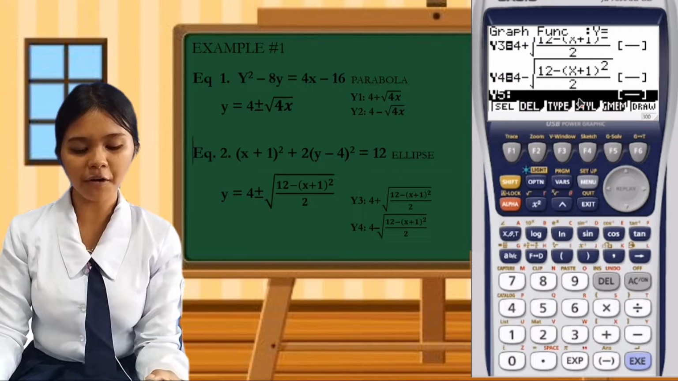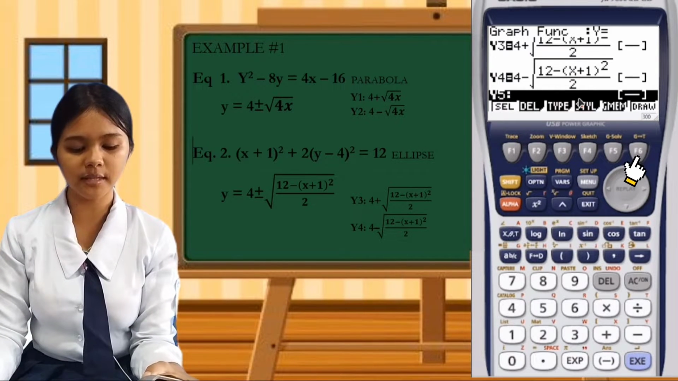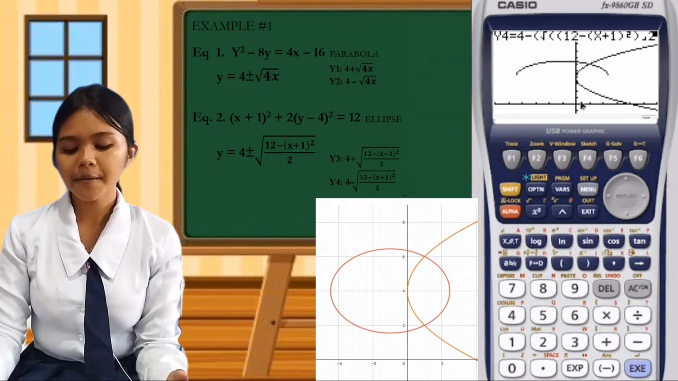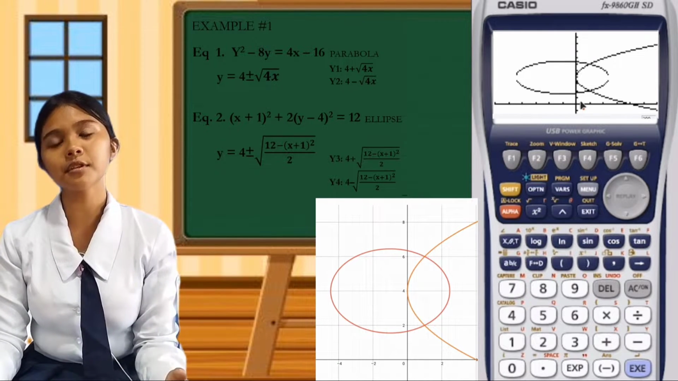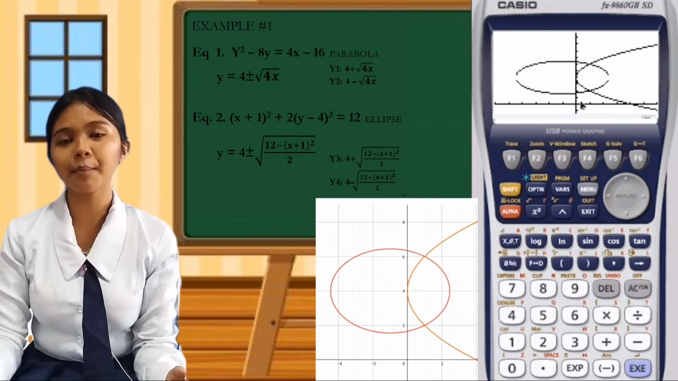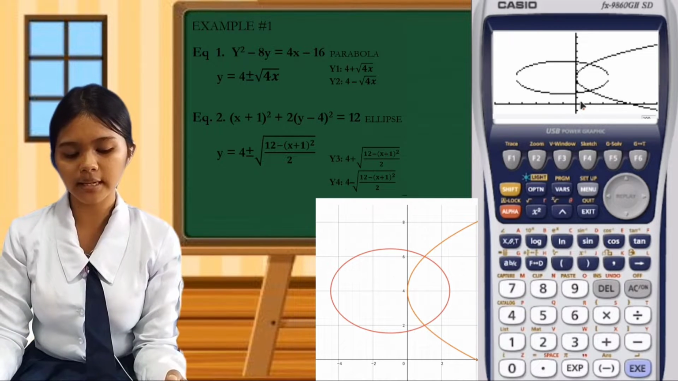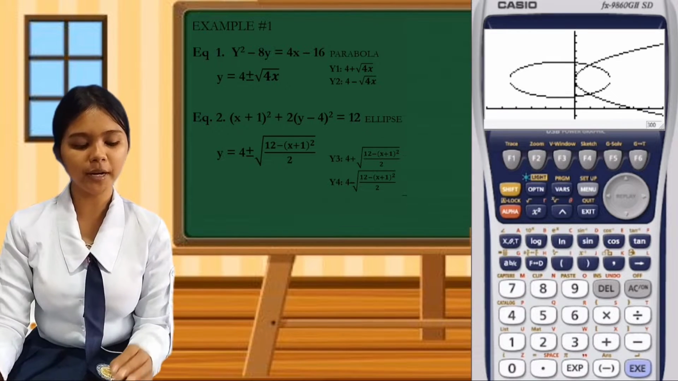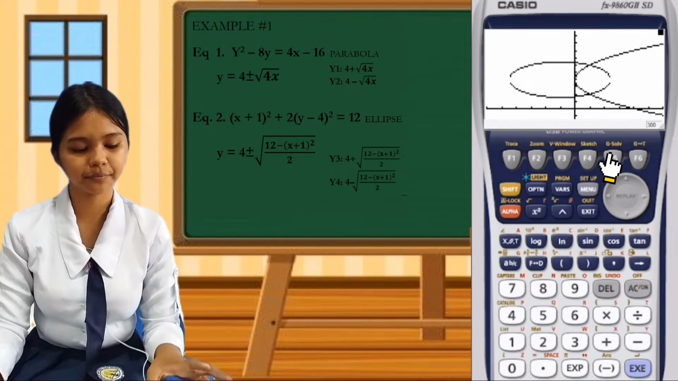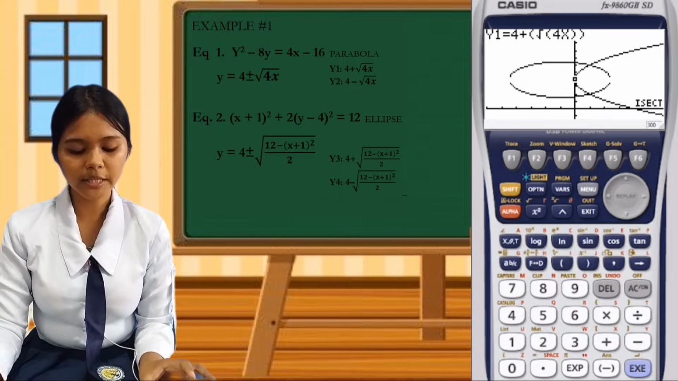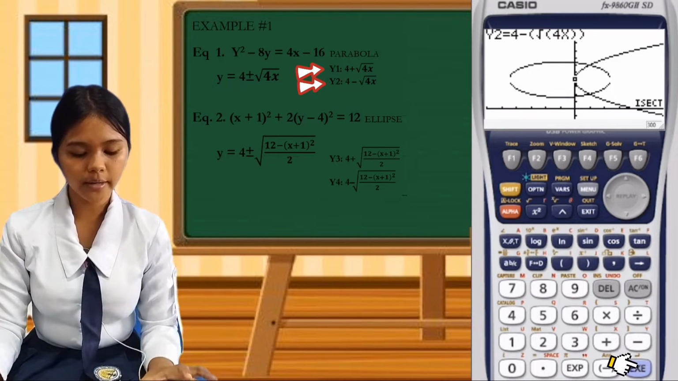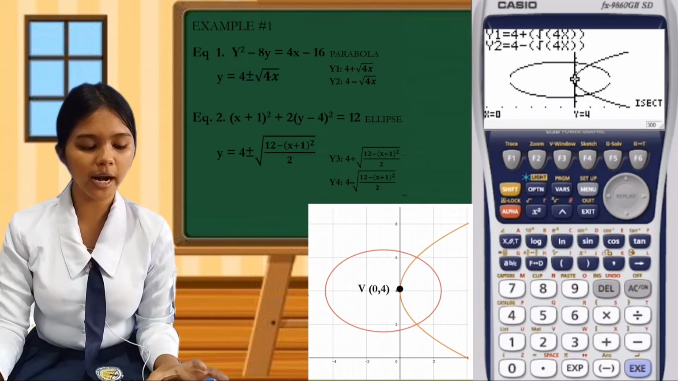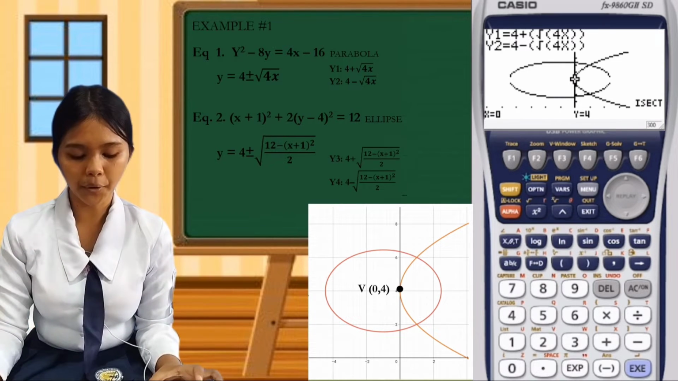To view our graph, we are going to press F6. So this is how our graph looks like. Based on the graph, the system of equations of an ellipse and a parabola has two intersection points. To get the vertex of the parabola, we need to press F5, and we need to execute y1 and y2. So the vertex of the parabola is 0 and 4.